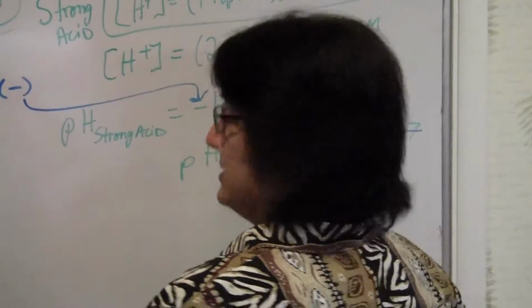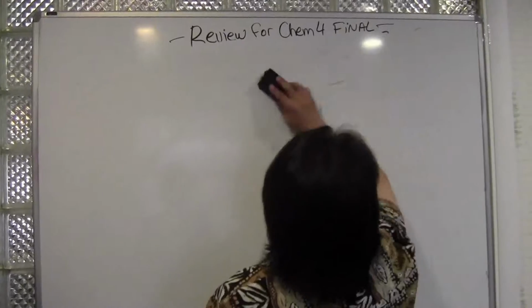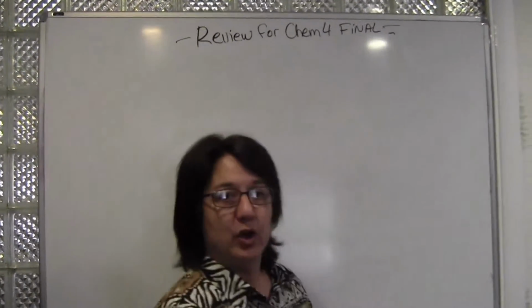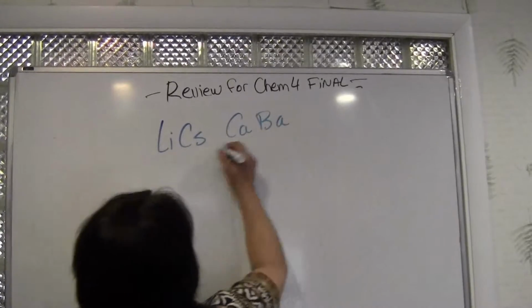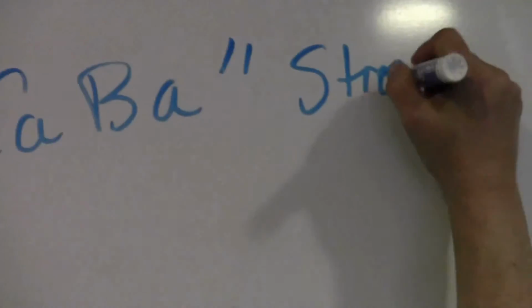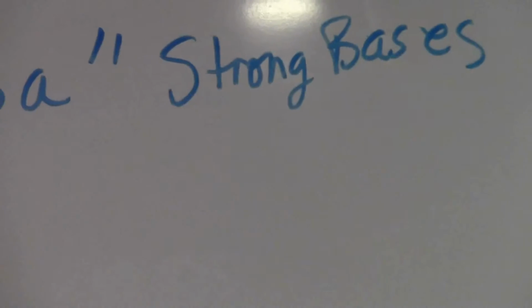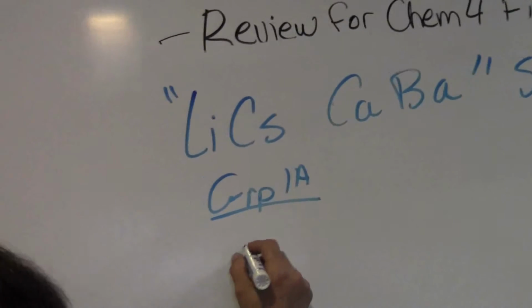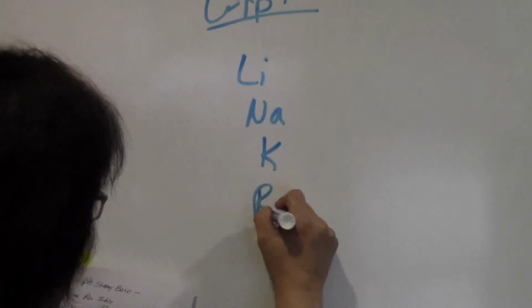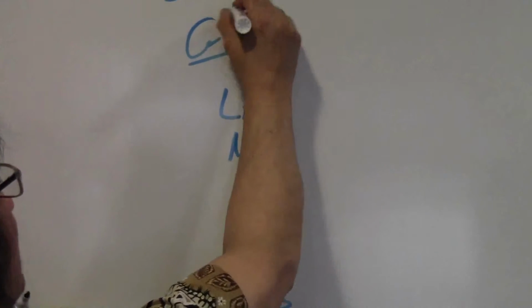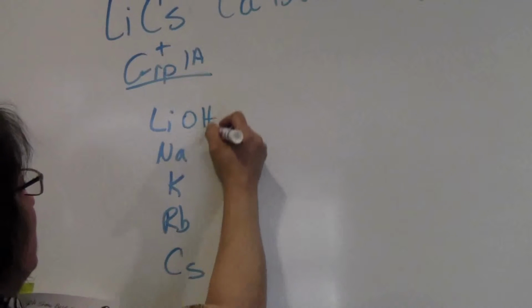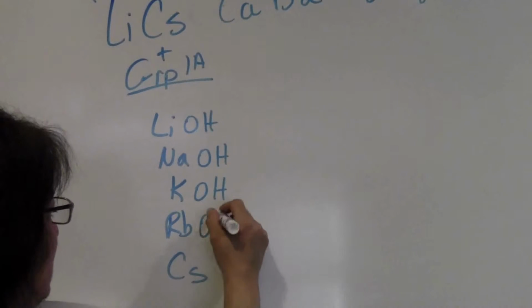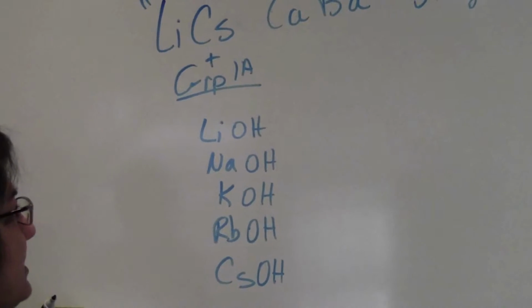Now, for pH of a strong base, you need to look at the periodic table to figure out what is a strong base. And I use the phrase Lix Kaba. These are going to be our strong bases. If you look in group 1A on the periodic table, you'll see we go lithium, sodium, potassium, rubidium, cesium. Since all of these group 1A elements have a 1 plus oxidation number, if you simply add an OH, which has a minus 1 charge, you've turned them all into strong bases.